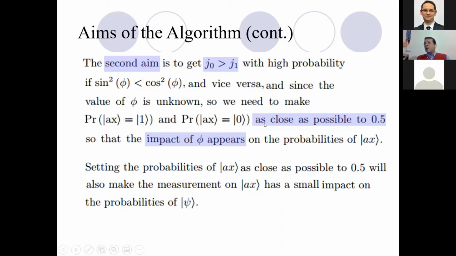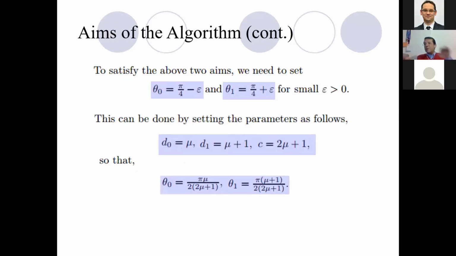We can make the probability of AX close to 0, and this is the role of the mu. Why do we want to do this? So that the impact of the unknown value of the amplitude of the unknown qubit appears in the probability of AX. We can make this balance, this 50-50, by adjusting these parameters. So if you want to use mu, for example, 10, you have to adjust C, the root of the partial negation, to this formula. This will ensure that the probability of AX, the auxiliary qubit, is always very close to 50.